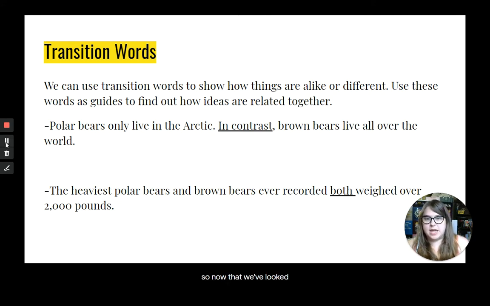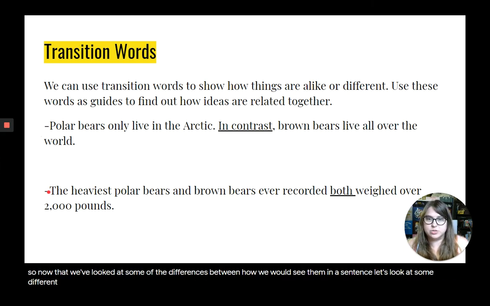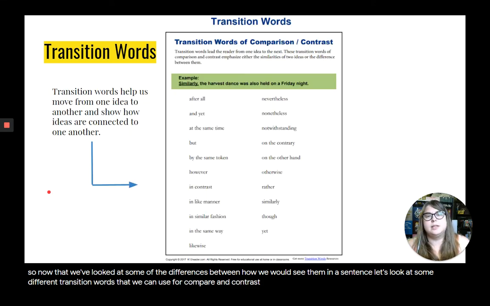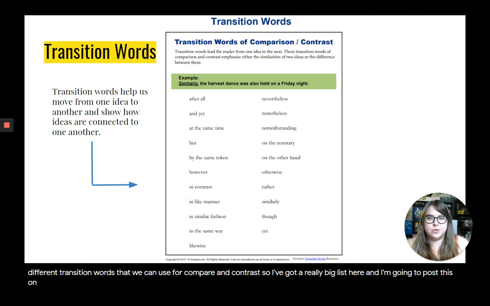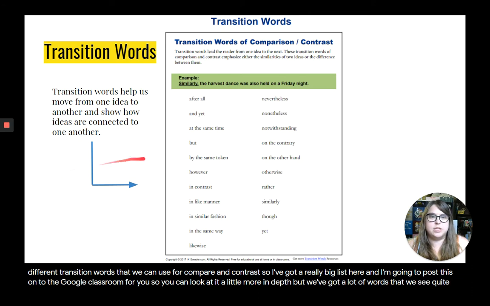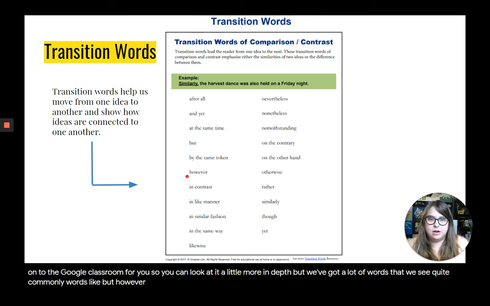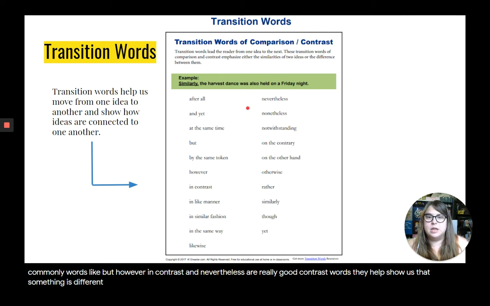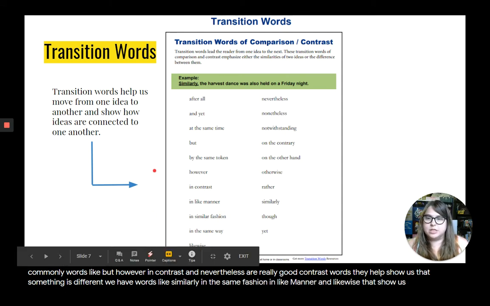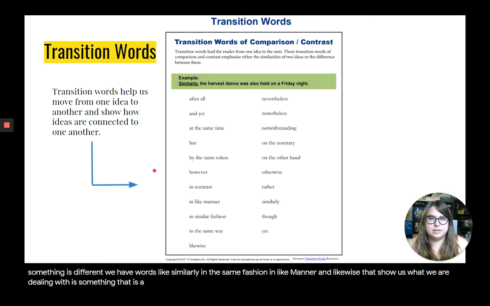So now that we've looked at some of the differences between how we would see them in a sentence, let's look at some different transition words that we can use for compare and contrast. I've got a really big list here, and I'm going to post this onto the Google Classroom for you so you can look at it a little more in depth. But we've got a lot of words that we see quite commonly. Words like but, however, in contrast, and nevertheless are really good contrast words. They help show us that something is different from something else. We have words like similarly, in the same fashion, in like manner, and likewise that show us what we are dealing with is something that is a comparison and not a contrast.